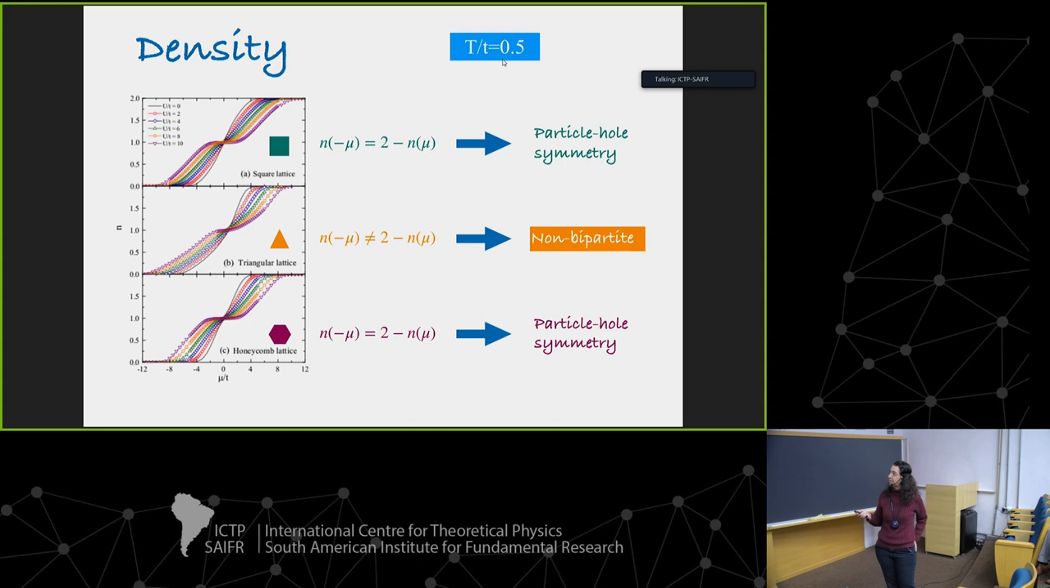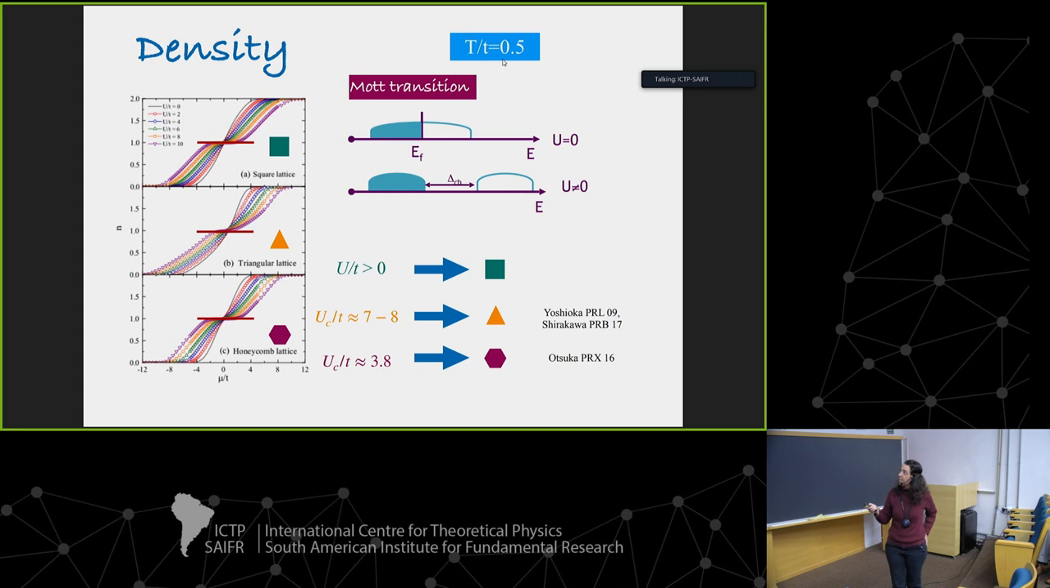But the interesting thing here is that as we increase U, we start to form this plateau at half filling, and this is the Mott transition being seen already at this somewhat high value of temperature that we are analyzing. And it's known for these three geometries that for the square lattice, because of the Van Hove singularity, as soon as we turn on the correlations, we have an insulator. For the triangular lattice, early studies have placed the critical U for the Mott transition around 7 to 8. And for the honeycomb lattice, it's around 3.8 in units of hopping. So we know where the system is becoming an insulator.